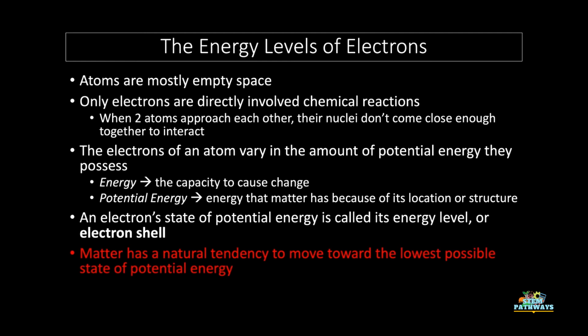An atom's electrons vary in the amount of potential energy they possess. Remember that potential energy is the energy that matter possesses because of its location or structure. If we remember this, electrons are negatively charged and thus are attracted to the nucleus, which is positively charged. So it is going to take work to move an electron farther and farther away from the nucleus, meaning that the more distant an electron is from the nucleus, the greater the potential energy it will possess.